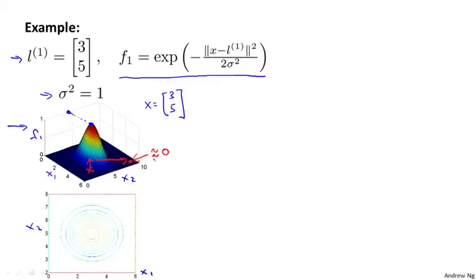F1 measures how close x is to the first landmark, and it varies between 0 and 1 depending on how close x is to the first landmark L1. Now, the other thing I want to do on this slide is show the effects of varying this parameter sigma squared. Sigma squared is a parameter of the Gaussian kernel, and as you vary it, you get slightly different effects. Let's set sigma squared to be equal to 0.5 and see what we get.